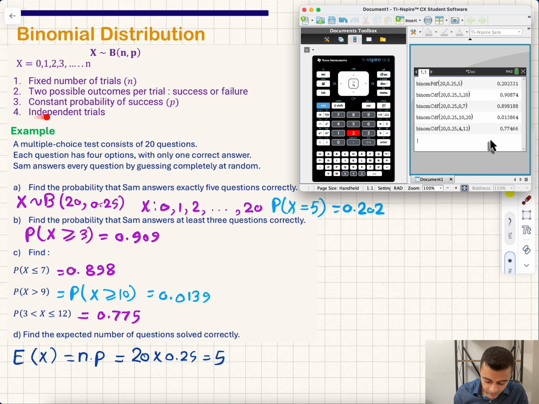Then all the trials must be independent, which means in our case, for example, if Sam solves question 1 correctly, let's say, that doesn't mean necessarily question 2 will be also correctly. It's not related to question 1. Even if 1 is done correctly, question 2 could be done correctly or incorrectly. It's not related to 1. They are independent. So this is what we mean by independent trials.